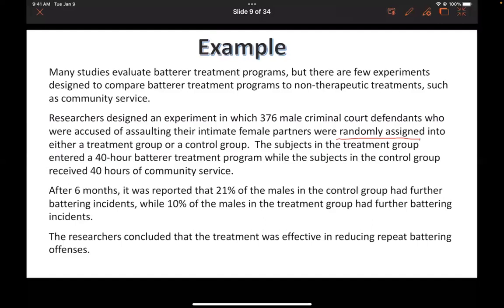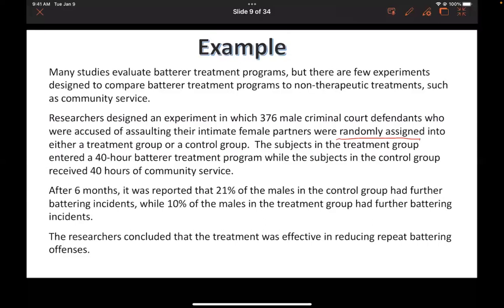After 6 months, 21% of the males in the control group had further battering incidents, and 10% of the males in the treatment group had further battering incidents. So these researchers concluded that the treatment is effective with reducing repeat battering offenses. So this is what they conclude.